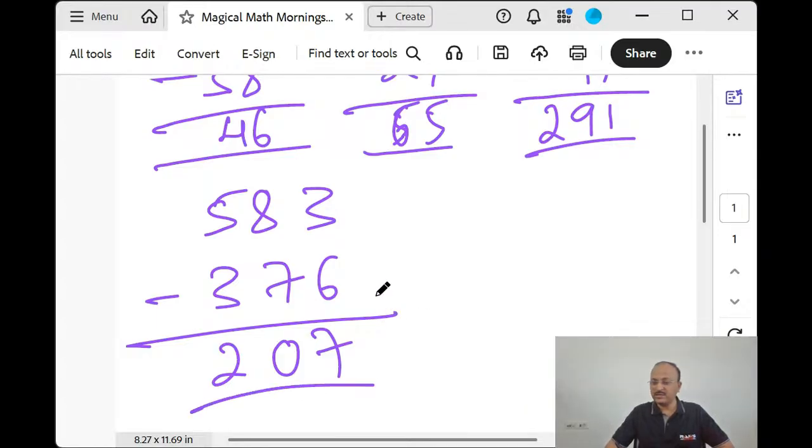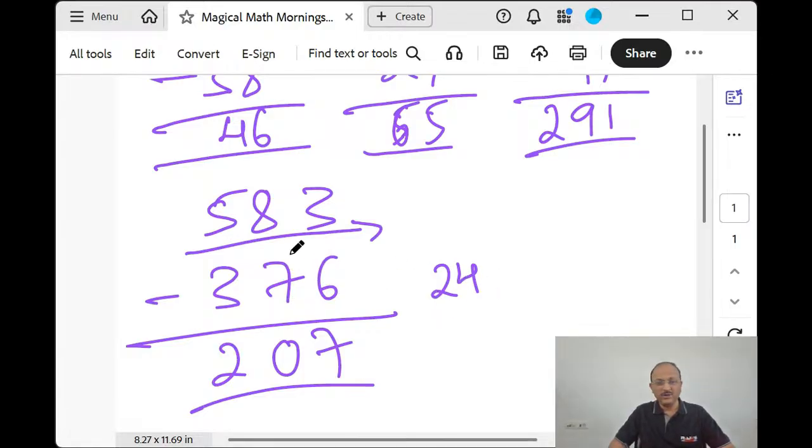This method works for smaller digits, 2 and 3 digit numbers. Preferably, if it is a 4 digit number, it takes little more time. But 2 and 3 digit numbers, I recommend you to use this method. Now let's see some variation of these numbers. Okay, maybe you may say the other method is easier. No, sir. Suppose if you take this as 400, what do you get? 24. 376 is lesser than 400 by 24.